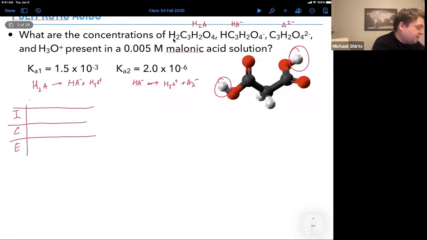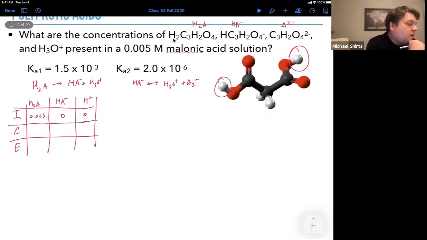We have our concentration of H2A, our concentration of HA minus, and our concentration of H plus. And so the initial concentration is fairly dilute, 0.05. There's none of HA minus at the beginning, and there's essentially none of H plus. So the change is going to be minus x, plus x, plus x. That's the same as the other Ka calculations we've done. The equilibrium is 0.005 minus x, x, x. So that looks very similar to the calculations we've done before.